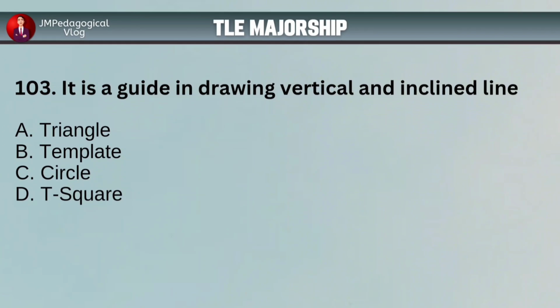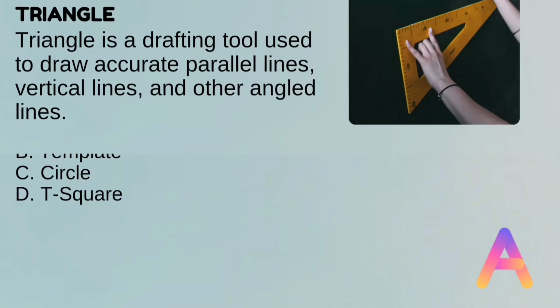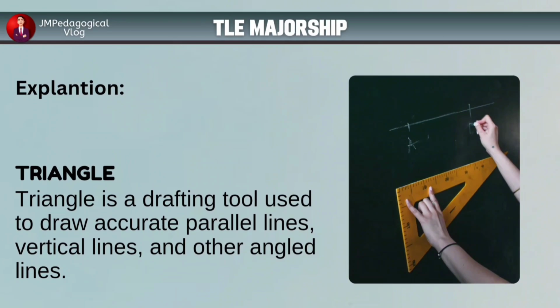103. It is a guide in drawing vertical and inclined line. A. Triangle, B. Template, C. Circle, D. T-square. A. Triangle. Explanation. Triangle is a drafting tool used to draw accurate parallel lines, vertical lines, and other angled lines.